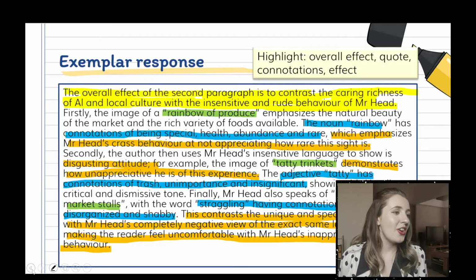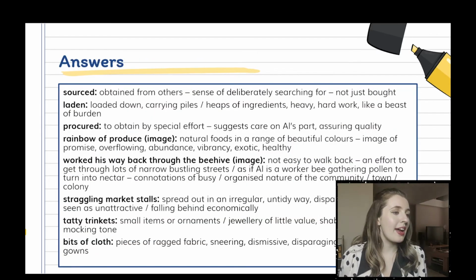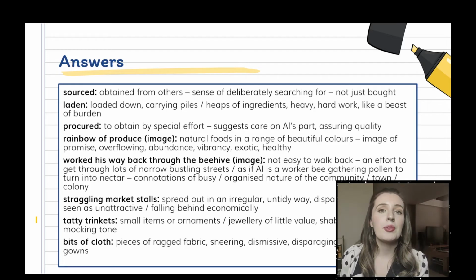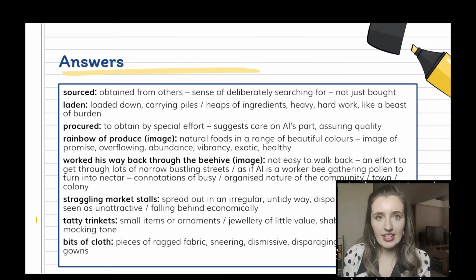Okay. Also, if we can just go back, if you wanted to have a look at Cambridge's mark scheme for that first paragraph, you can just pause the screen here. This is what they say you could have spoken about for any of that paragraph.